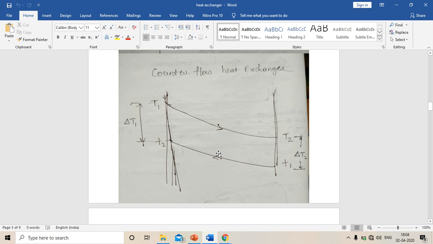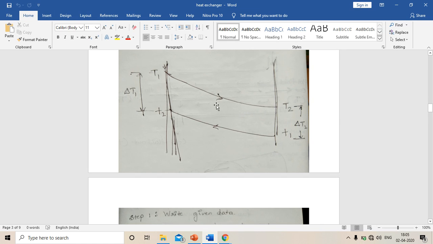Just observe the arrow mark shown. This is entry to exit in this way: capital T1 to capital T2 for the hot fluid temperature, and you can see the direction is opposite for the cold fluid, small t1 to small t2. The difference, here delta T1, delta T2, we have given the notation, but the difference will be the same.